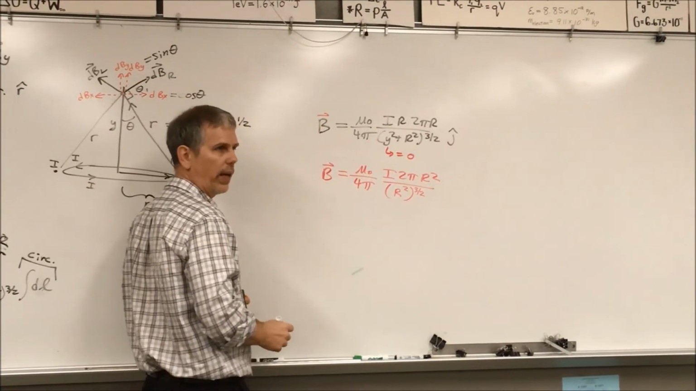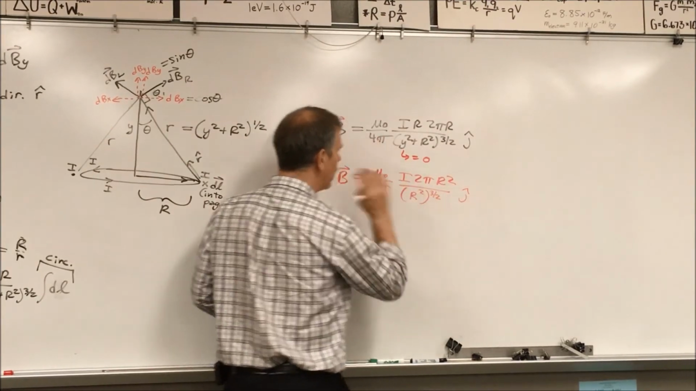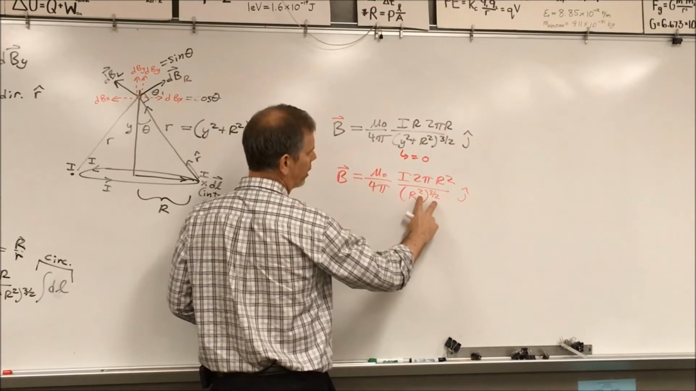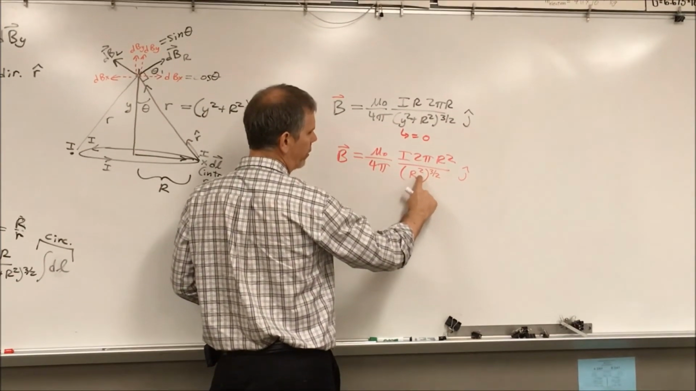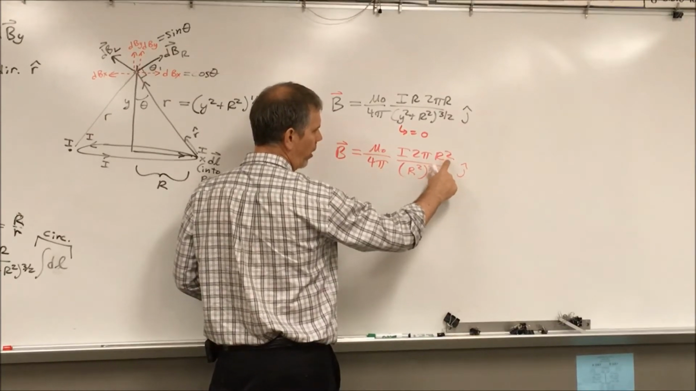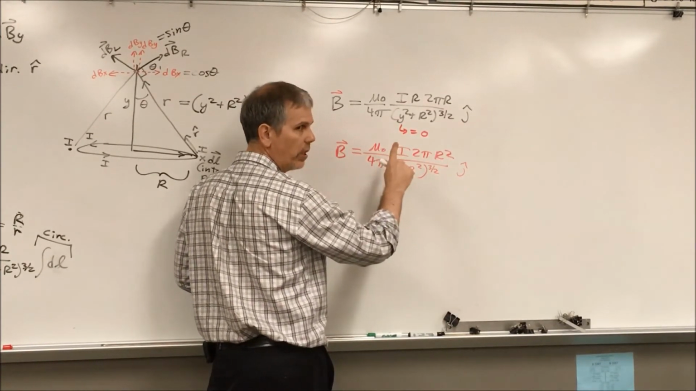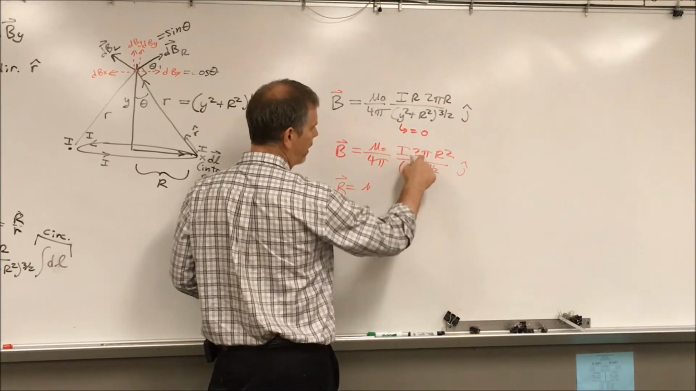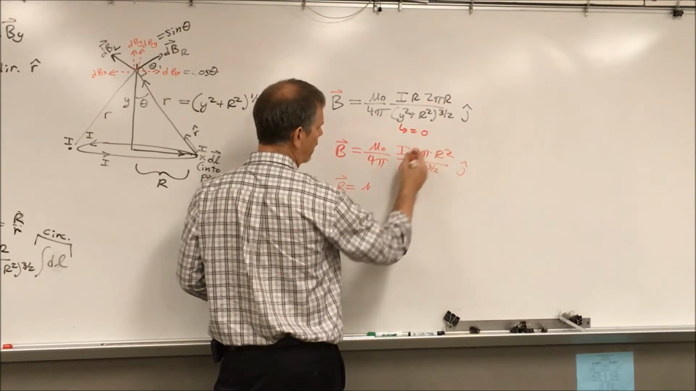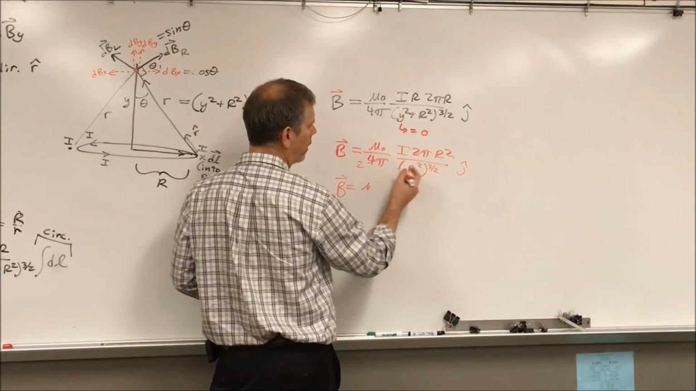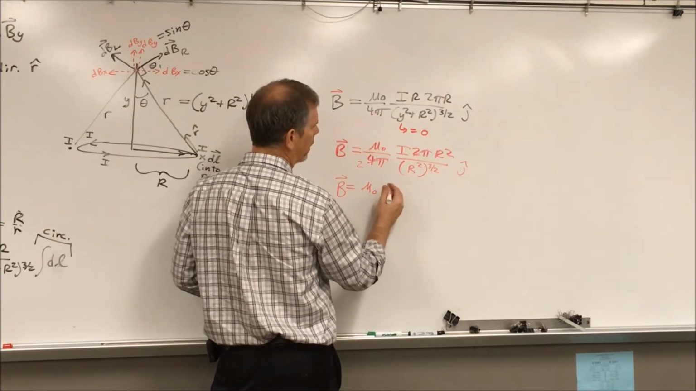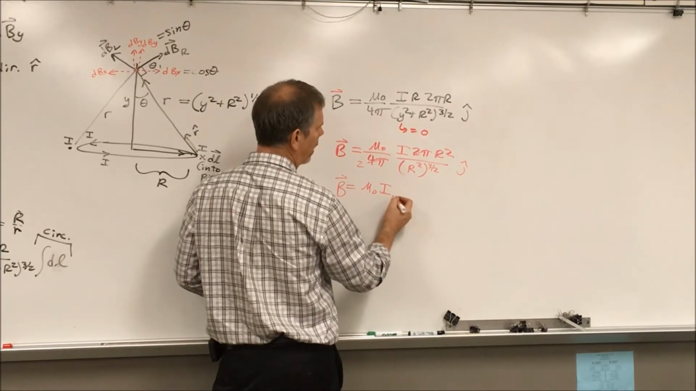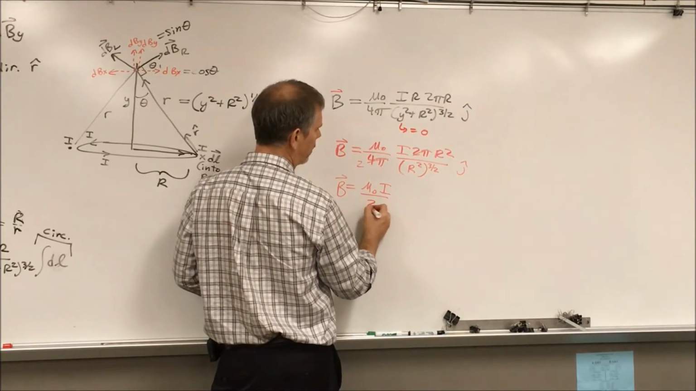Do we agree with that? And we still have the j hat. Well, what does this become? Just r cubed. And r squared over r cubed is just r. And you see how these cancel? That's just gonna give me 2. So it's gonna be mu naught I over 2r.